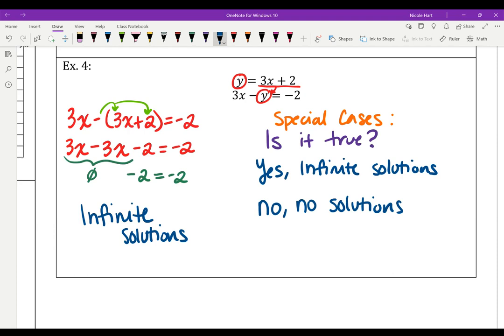An example of no solutions or something that is not true would be a statement like negative 2 is equal to 5. Is negative 2 equal to 5? No. Therefore, it's not true.